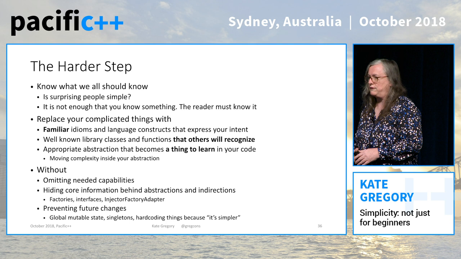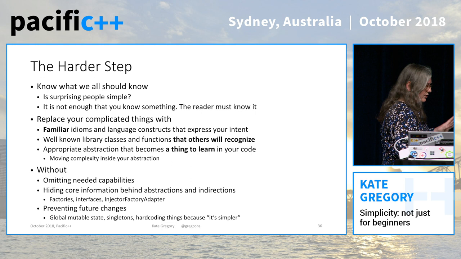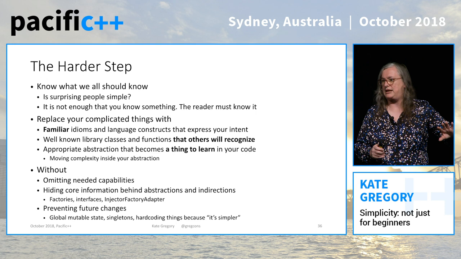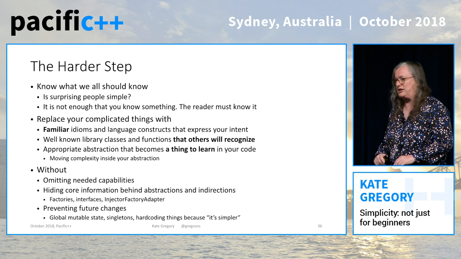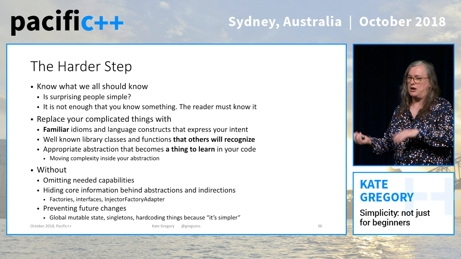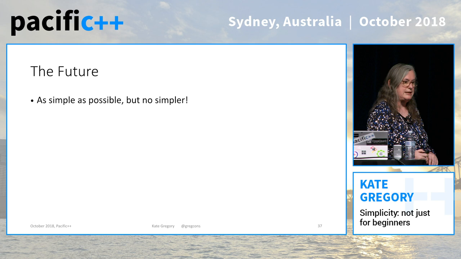And of course, software constantly changes. So it's not simple to say, I'll just type 43 into the code right here, because that's the simplest thing to do, thus making all future changes much, much harder. I'll just use a singleton. I'll just use a global. That's easier than changing the signature of all these functions. Maybe. It might be simpler for you today, but it's certainly not going to be easier for other people in the future. So you want your code to be as simple as possible, but no simpler.